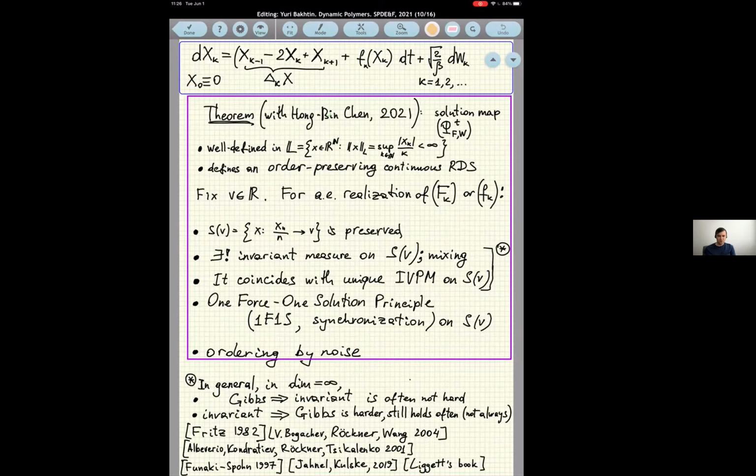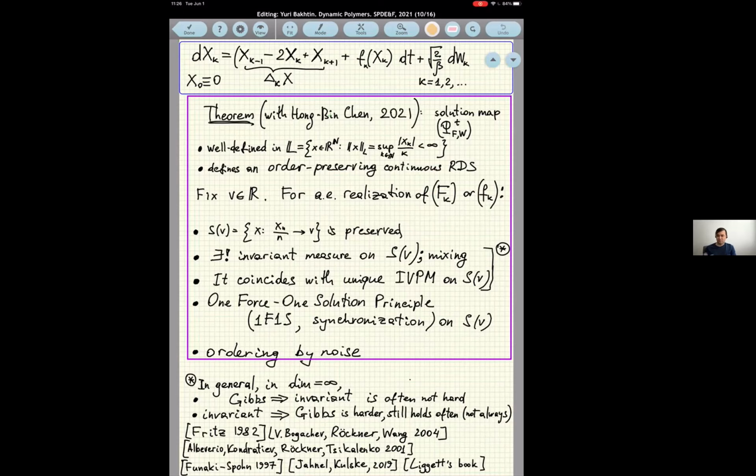So you can make sense of this equation. So that's the first result. There is a solution map, and actually it makes sense as a random dynamical system. There is a unique exceptional set on the potentials and on the Brownian noise, such that this forms what is known as a cycle, or random dynamical system. So, a self-consistent flow of random maps. It is well defined on this space.